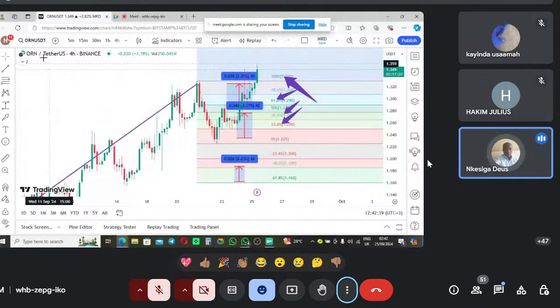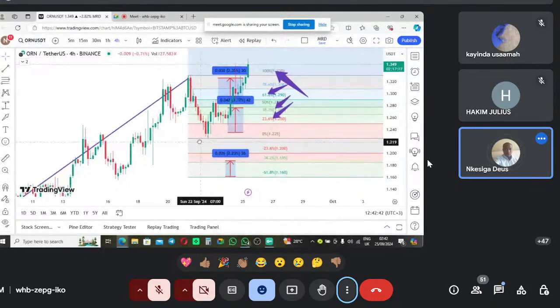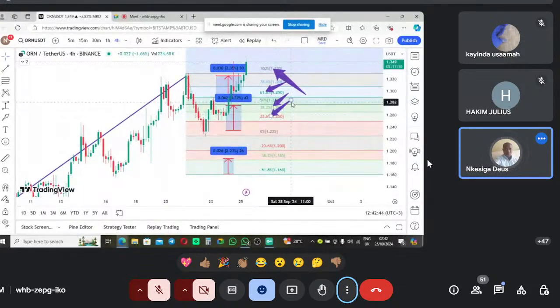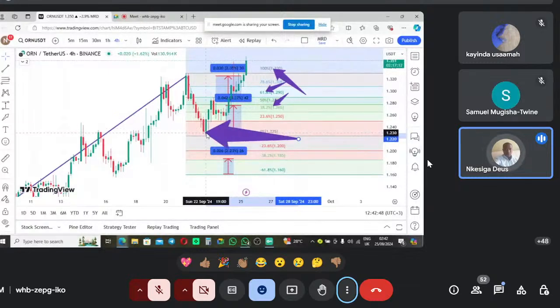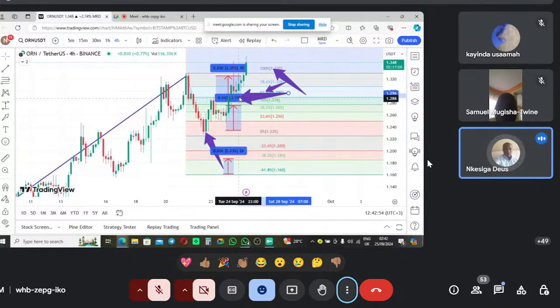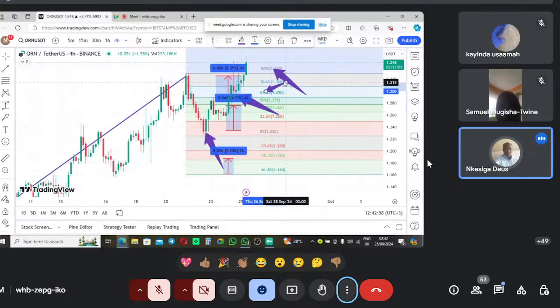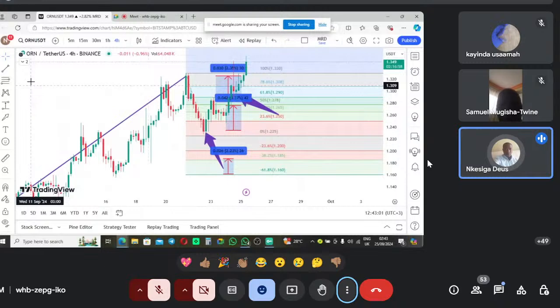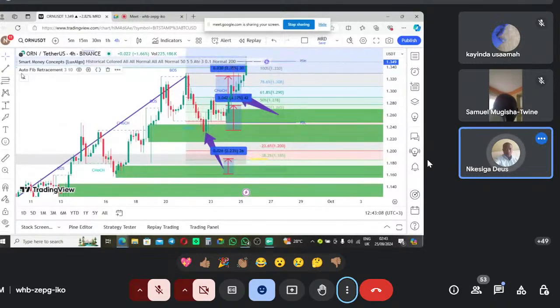So, comparing the ORN, we could enter at this point. Yes, we are right. We could enter at this point. That was our entry. Then again, our entry number 2 was supposed to be here. Now, let us turn on our smart money and see whether we could again trade this coin 2 times as we are looking at the Fibonacci.